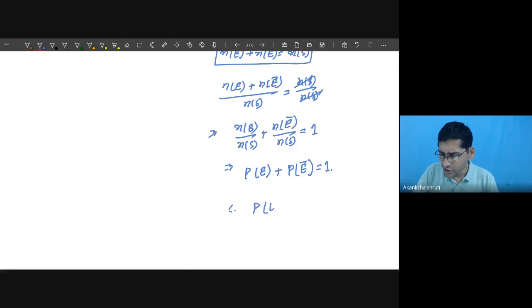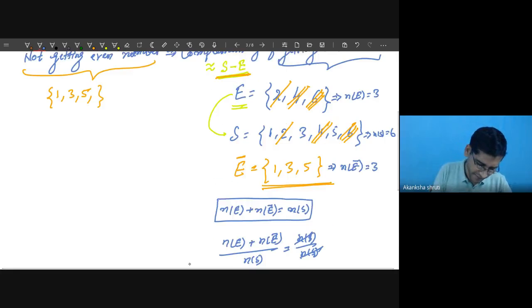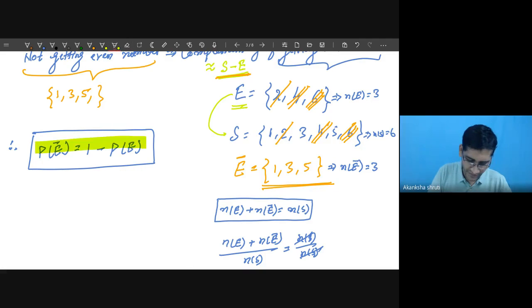Therefore, the probability of an event not happening can be calculated as 1 minus the probability of happening. So there is no need to separately calculate the complementary set and then find the probability. This formula tells that the probability of any complementary set can be obtained by subtracting the probability of that particular event from 1. This is the other formula that we need to keep in mind.